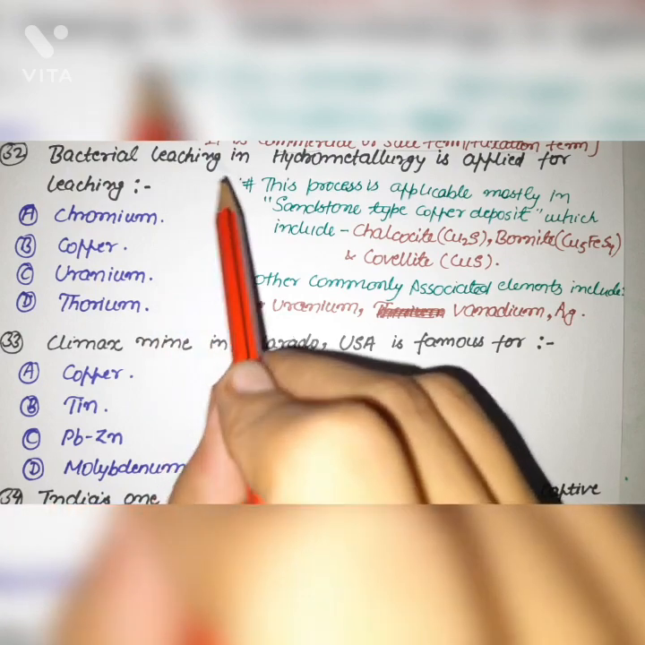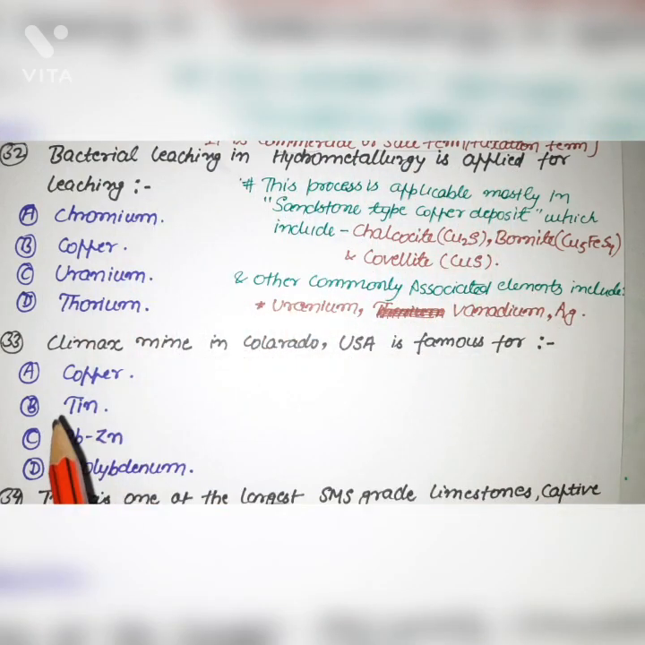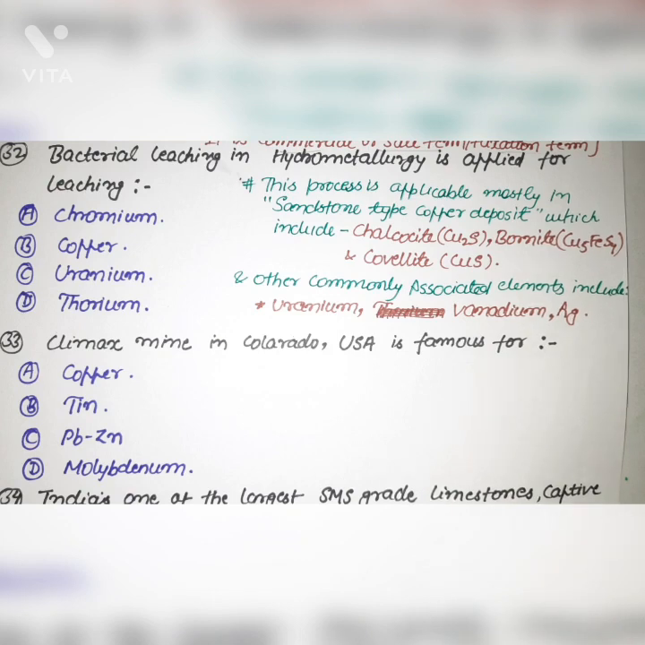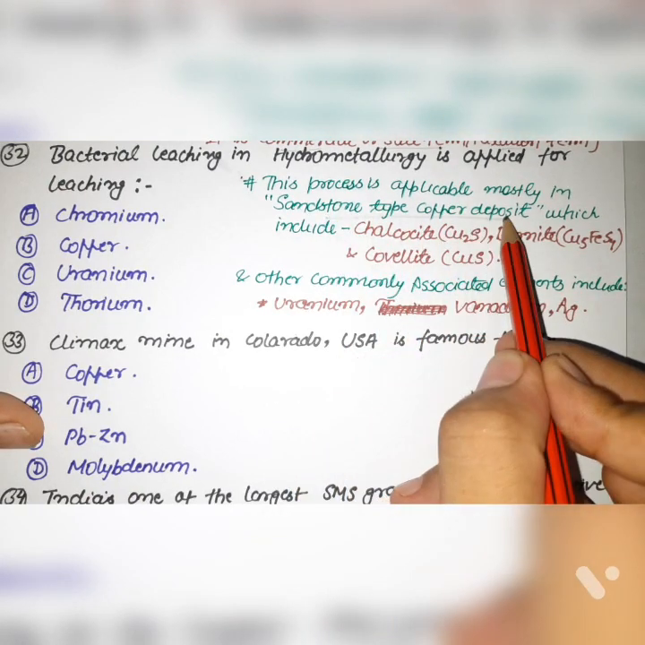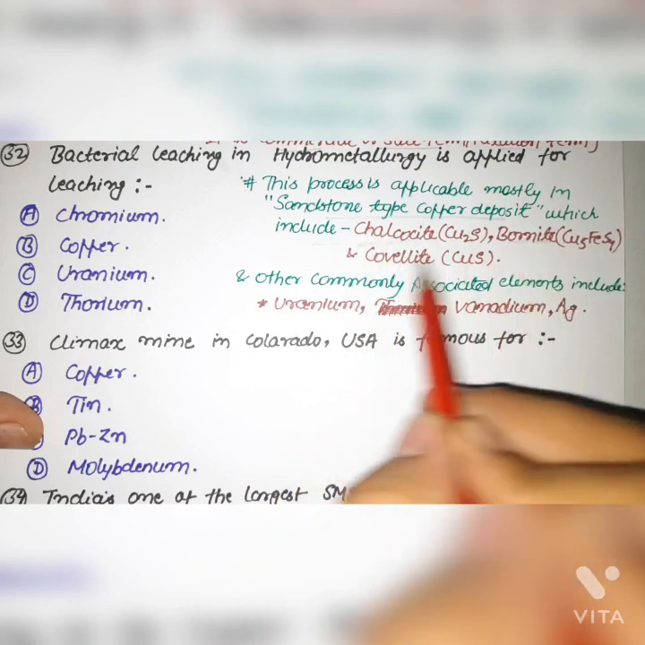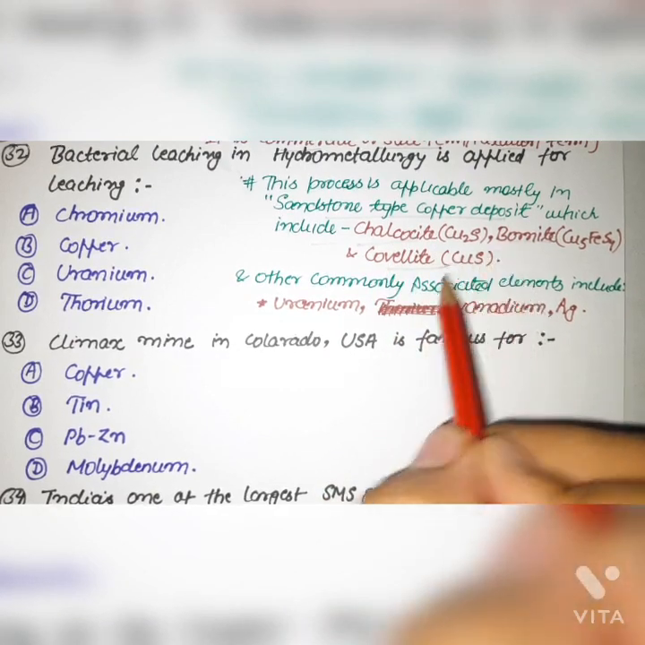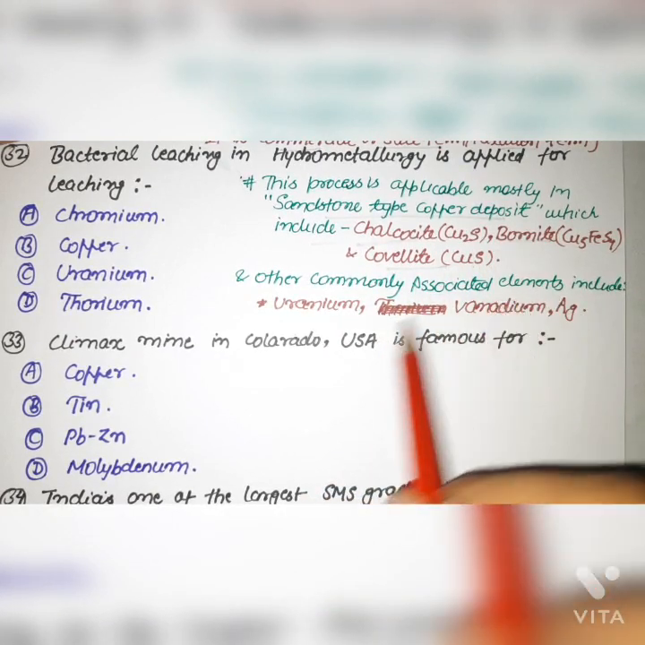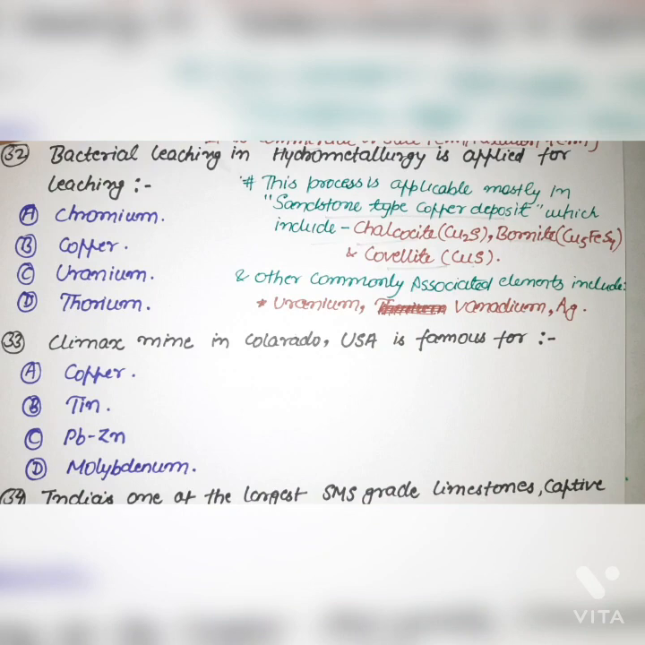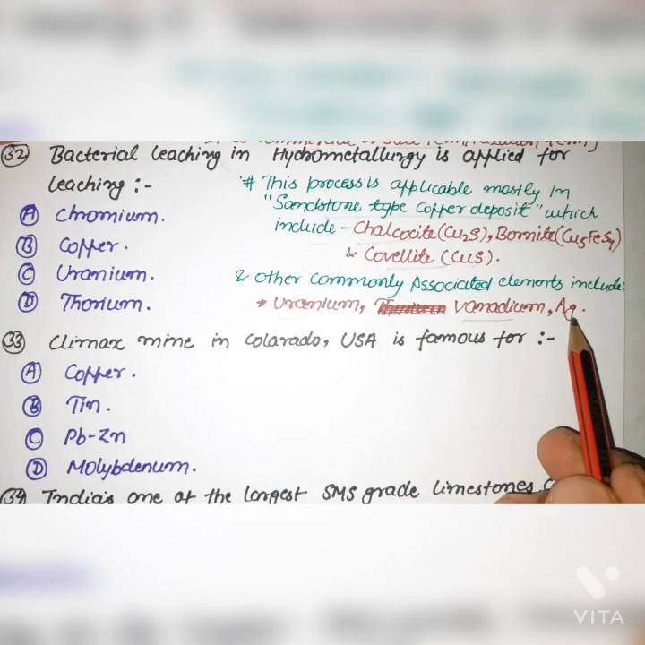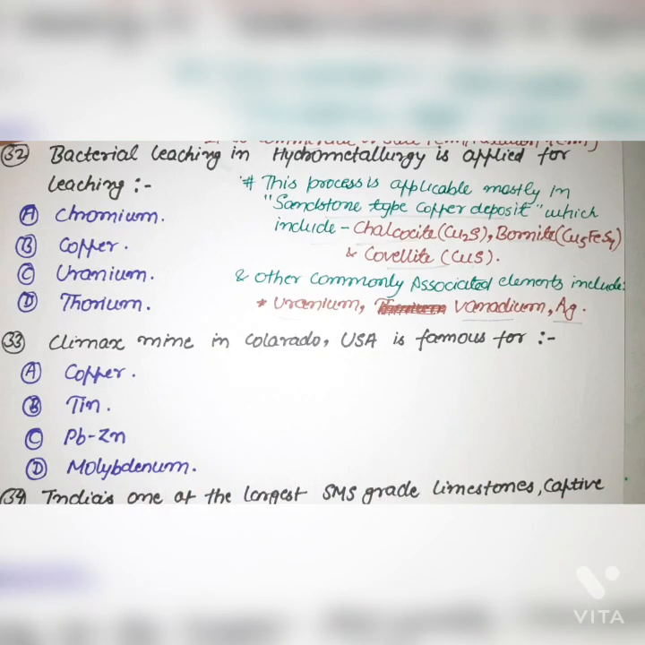Next question is: bacterial leaching in hydrometallurgy is applied for leaching what? Bacterial leaching in hydrometallurgy is used to leach those ore deposits that are bacteriogenic in nature and are concentrated in a reducing environment by sulfate reducing anaerobes. This process is applicable mostly in sandstone type copper deposits, which include chalcocite, bornite, covellite. Along with copper, other commonly associated elements formed by bacterial or bacteriogenic processes are uranium, vanadium, and even silver. Here you see copper and uranium both are present.